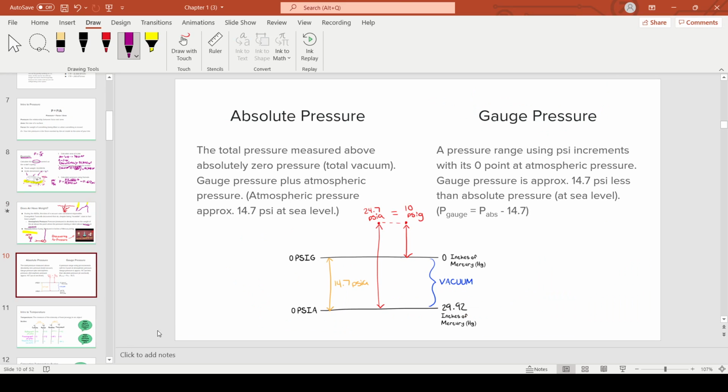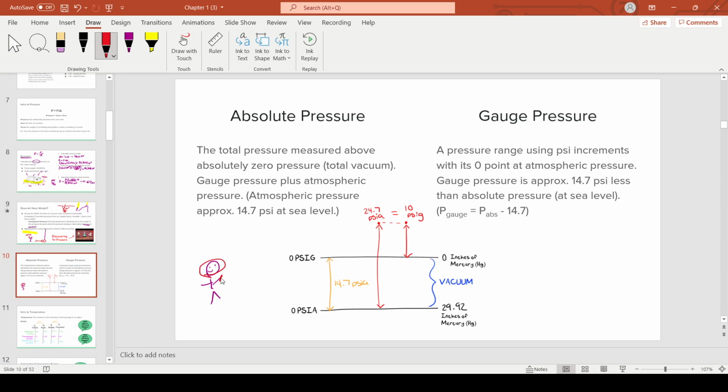Alright, so now we're going to go over absolute and gauge pressure. Absolute pressure is the total pressure measured above absolute zero, which is total vacuum, right? So if you went into space, you were an astronaut, and there is no pressure being exerted on you at all from the air around you, you're in total vacuum. Gotta give this guy a little helmet so he doesn't die. There you go. All right, zero pressure, and you had a little pressure gauge and measured from there.